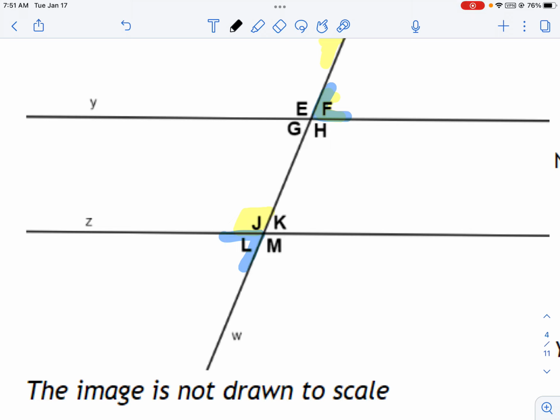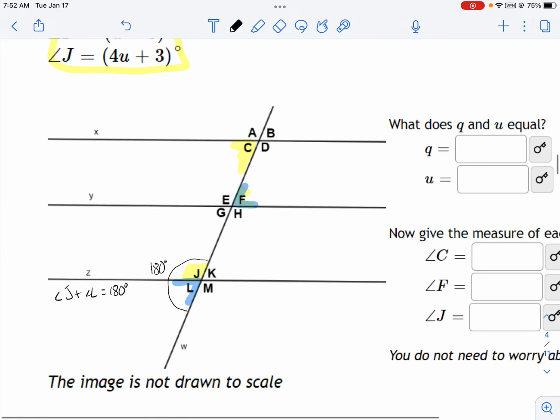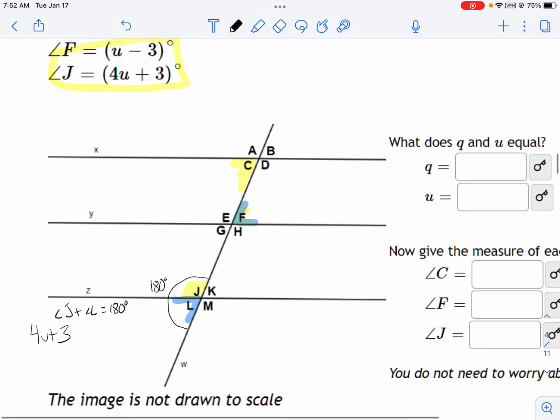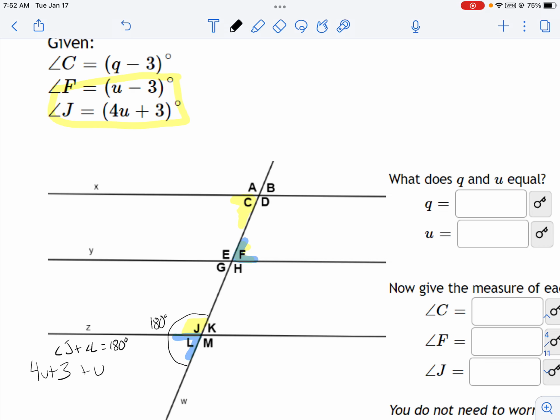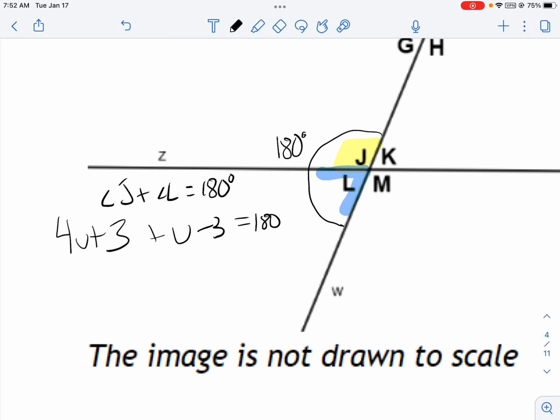So now we can see a relationship here. We notice that J and L are on the same side of a line. And we know that angles that add up on the same side of a line must add up to 180 degrees, which means that angle J plus angle L is 180. We know that angle J is 4U plus 3, and angle L, which is the same as F, is U minus 3. And it must equal 180 degrees. Bam. Now you have an equation set up.